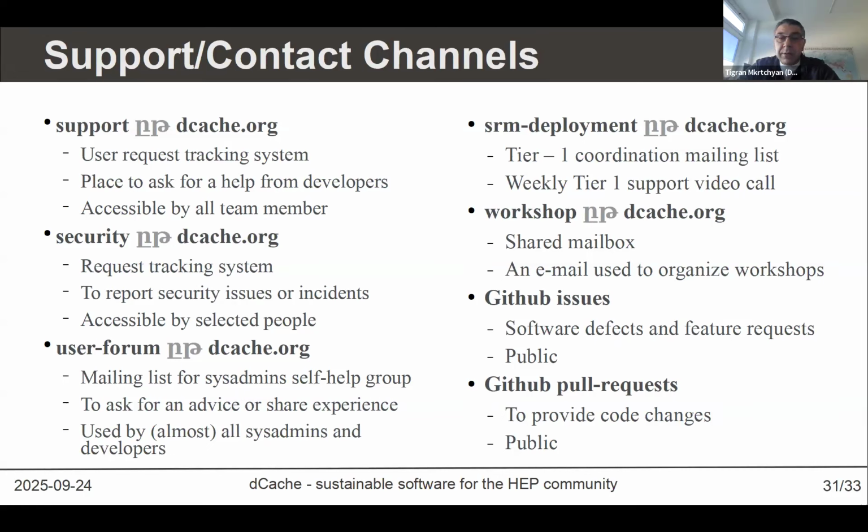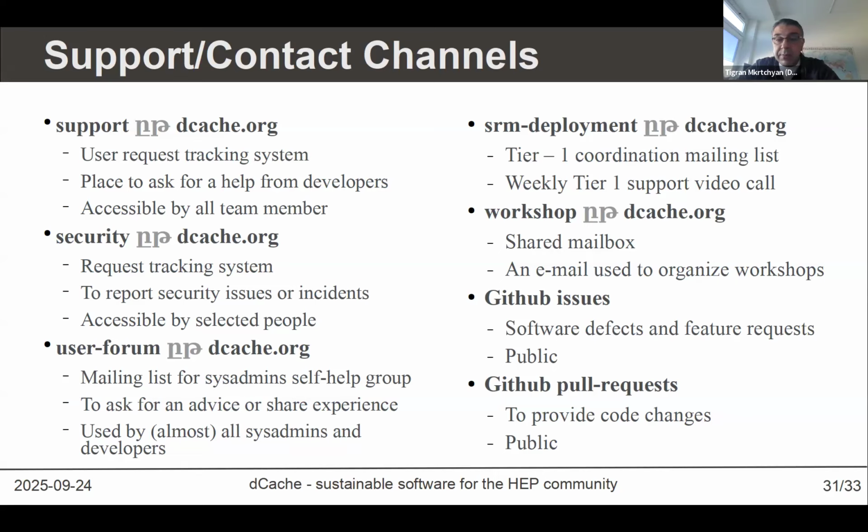So we have the one which is usually used by our admins, which is support.dcache.org. So here admins can ask for help. They can share their configuration files. They can share their log files. This is closed, not publicly available information, only the people who open the tickets can see, and as well all developers. We have another list called security.dcache.org, which is for security sensitive information. And as this is sensitive information, not all dCache developers even have access to it.